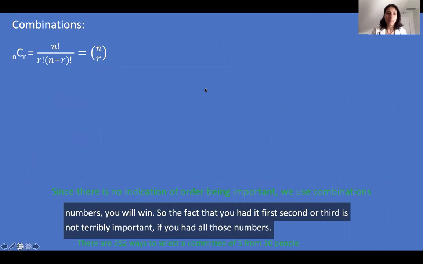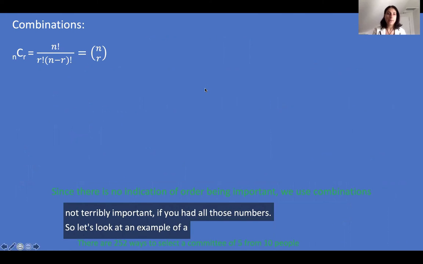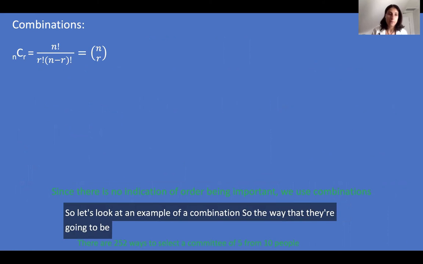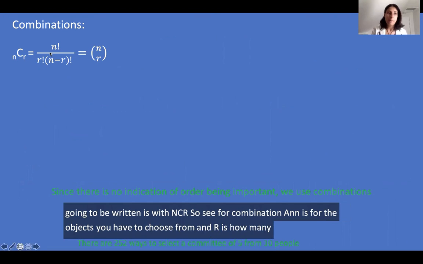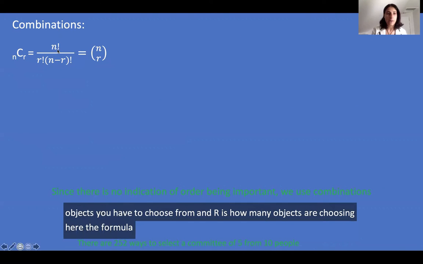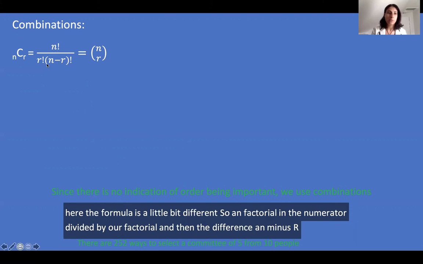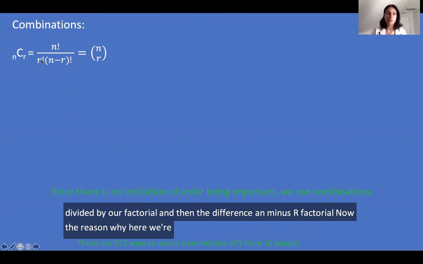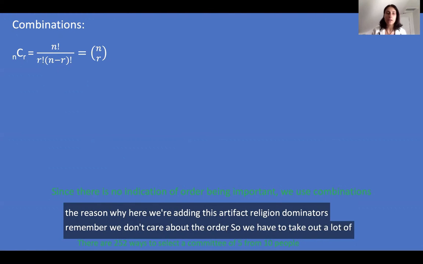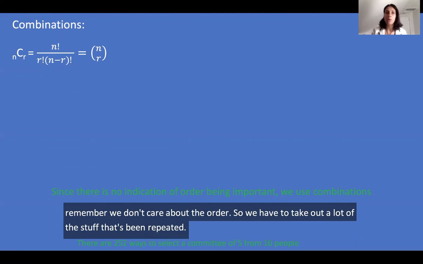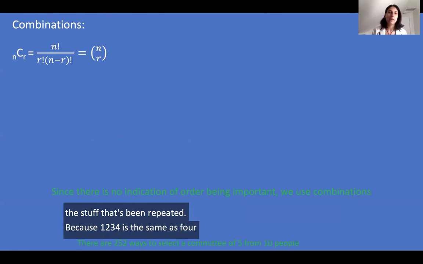So let's look at an example of a combination. The way that they're going to be written is with nCr. So C for combination, n is for the objects you have to choose from, and r is how many objects you're choosing. Here the formula is a little bit different. So n factorial in the numerator divided by r factorial, and then the difference, n minus r factorial. Now the reason why here we're adding this r factorial in the denominator is, remember, we don't care about the order. So we have to take out a lot of the stuff that's been repeated, because 1, 2, 3, 4 is the same as 4, 3, 2, 1, and we don't want to count that twice.